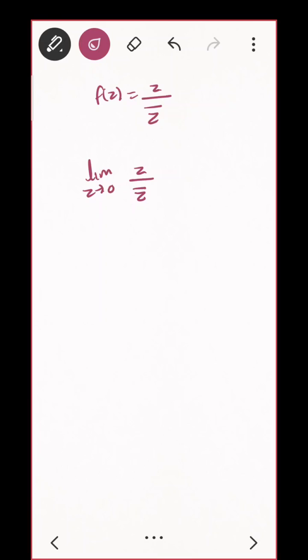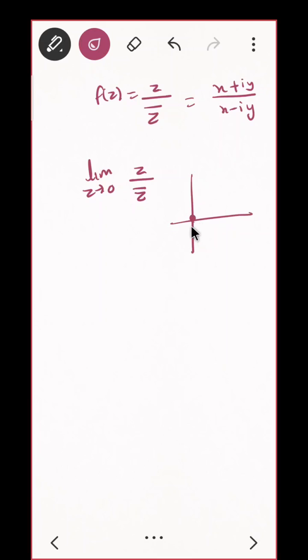Again, go back to SYBSc. If you want to find this type of limit, what will you do? Your function is the same as x plus iy upon x minus iy. Correct? Do you remember, if the limit of a function exists, then it exists in all directions. If you come from any side of z, your limit must exist.